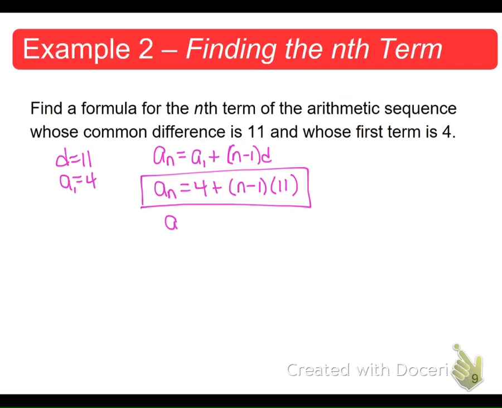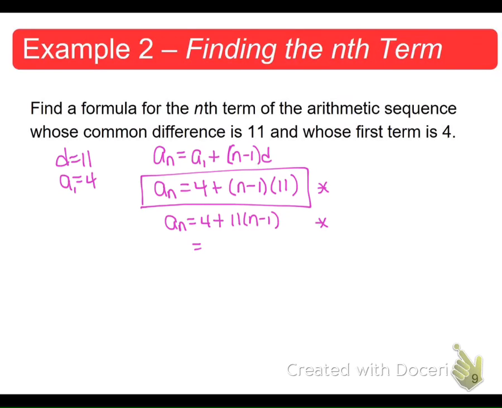Now, there are other options. You could also go ahead and say, well, you know what, n minus 1 times 11, I can switch that because 11 is by itself. So we could write it as 4 plus 11 times n minus 1. Or you could go ahead and distribute it if you wanted to. So I would take this one. I would also take this one.